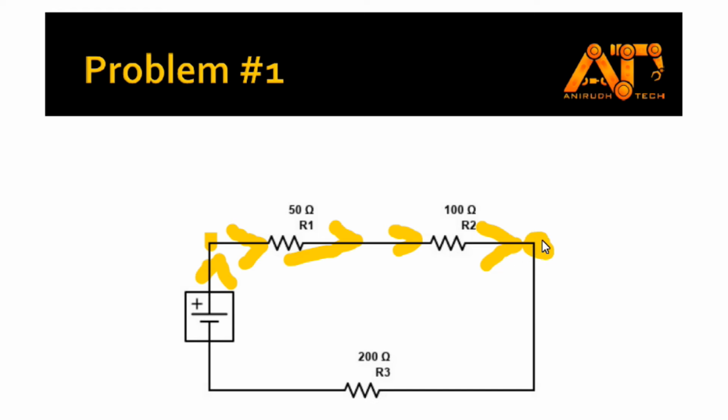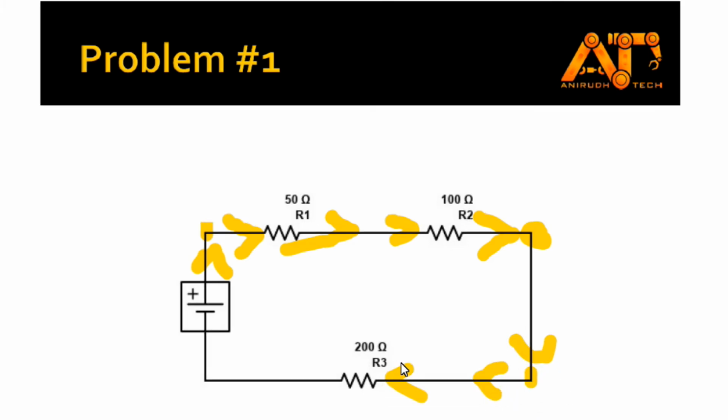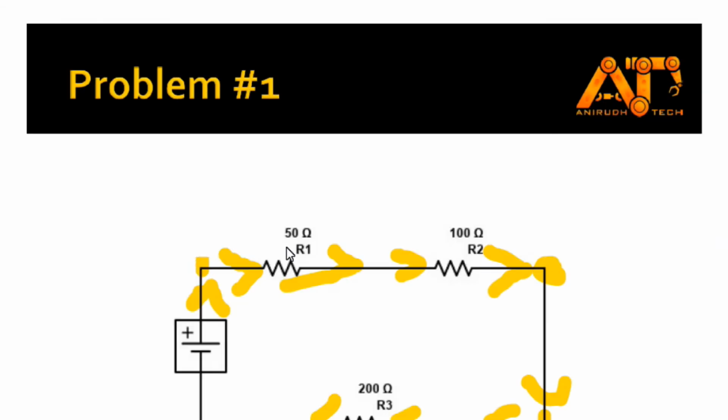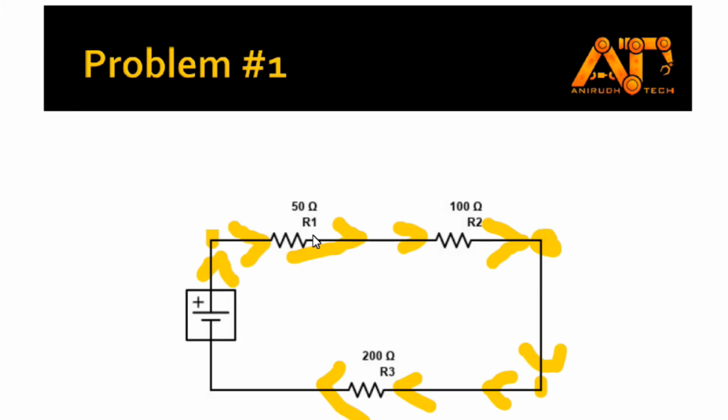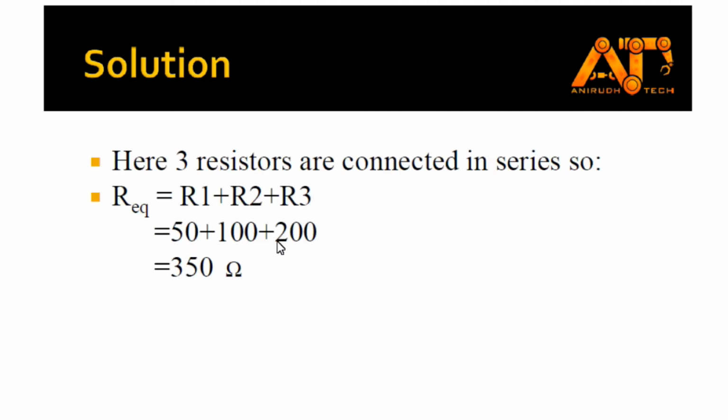Current has only one way to go, down, and coming here there is also a bend, but this is not a branch. When reaching R3 there are also no other branches, so current will move through R3. So we can say that these three resistors R1, R2 and R3 are in series. As the three resistors are connected in series here, we can write the equivalent resistance is equal to R1 plus R2 plus R3. Here we can see R1 is 50 ohm, R2 is 100 and R3 is 200. So we can write 50 plus 100 plus 200, that is equal to 350 ohms.